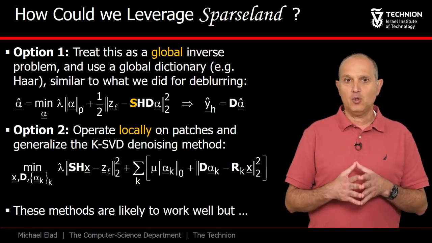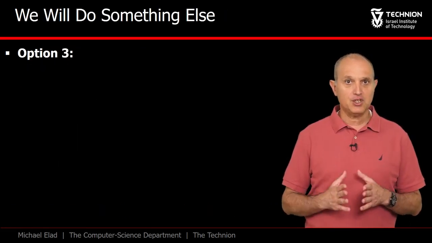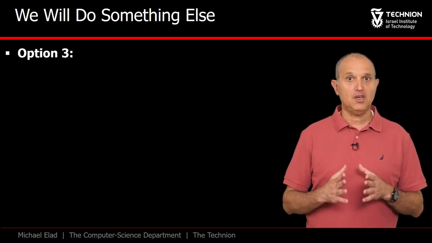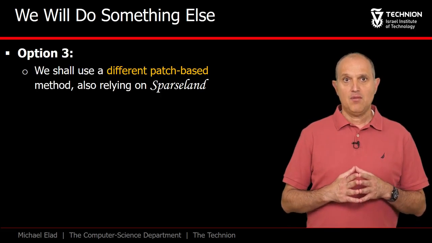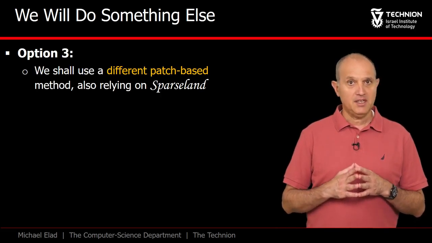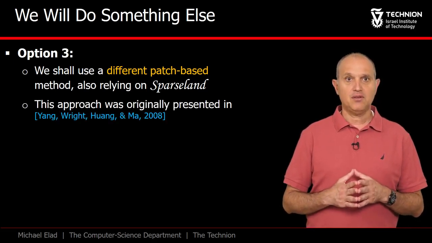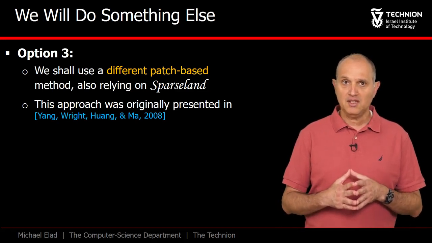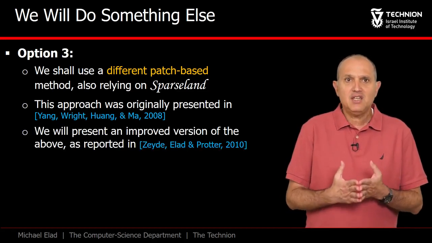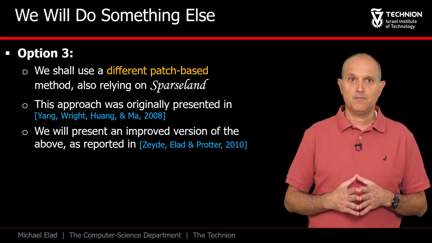The method we are about to present is different, very different from the above two. In this chapter, we describe a third option, still harnessing SparseLand, and yet doing it in a way that is different from the above two more expected techniques. The method we promote is still patch-based, and as such, it will include in it learned dictionaries. The core idea for this method was presented in a paper by Yang and his co-authors in 2008, and we will present a slightly different and improved interpretation of it as reported by Zeyde in 2010.